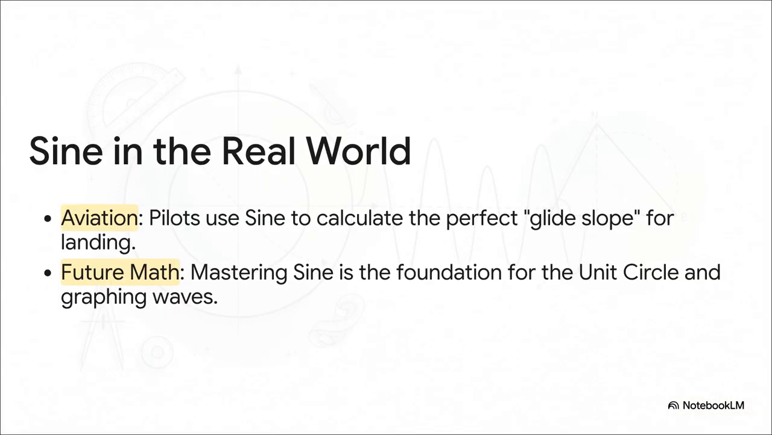Well, in the real world, think about an airplane landing. Pilots need to maintain this super precise angle of descent called a glide slope. And what are they doing? They're using sine to constantly calculate the relationship between their altitude, that's the opposite side, and the actual distance they're flying through the air, that's the hypotenuse. Getting that ratio right means a safe landing.